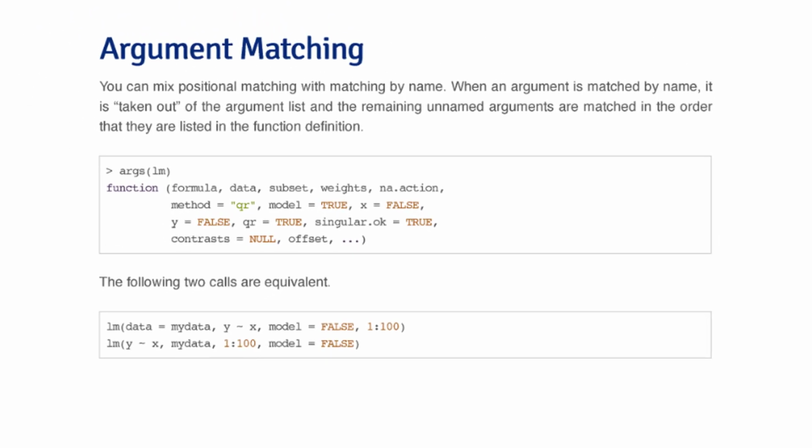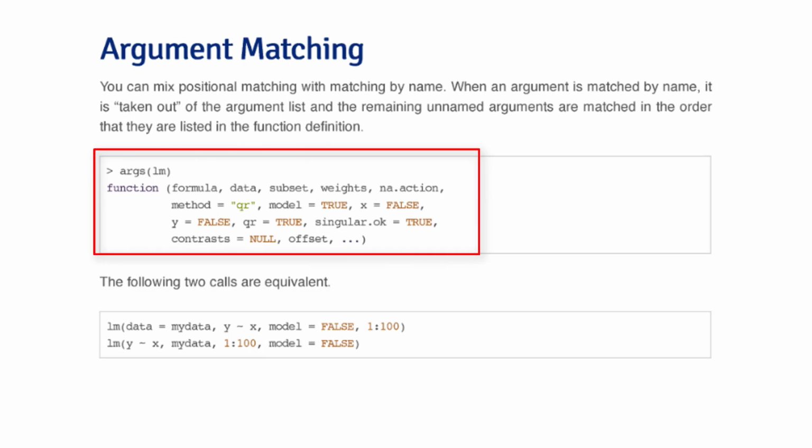So positional matching and matching by name can be mixed, and this is quite useful often for functions that have very long argument lists. For example, the lm function, which fits linear models to data, has this argument list. The first is the formula and the second is the data, and then subset, weights, etc. You see that the first 5 arguments here don't have any default value, so the user has to specify them. But the method, the model, the x argument, they all have default values. So if you don't specify them, they will use those values by default.